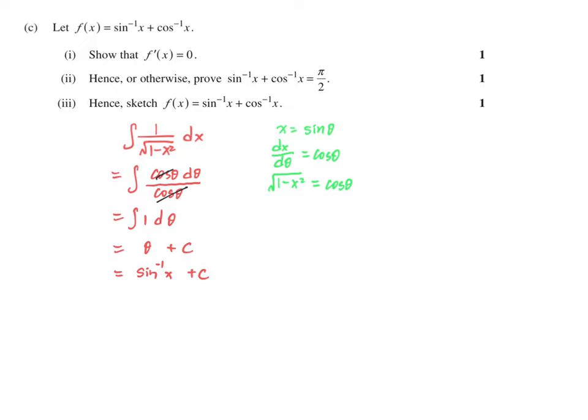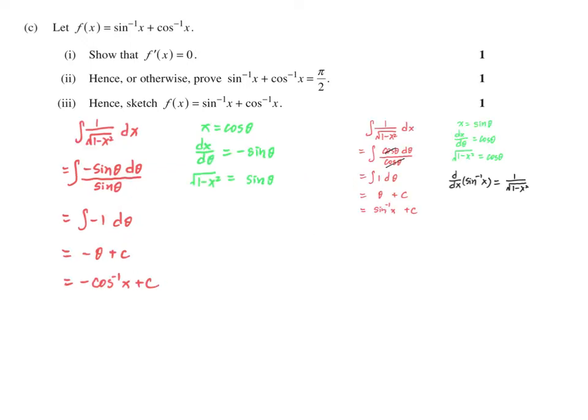And you will have the integration of 1 d theta, which gives you theta plus c. And x equals sine theta, so theta should be equal to arc sine x. Therefore, the integration of 1 over root 1 minus x squared dx gives you arc sine x plus c. If you differentiate arc sine x, it definitely is going to give you 1 over root 1 minus x squared, because integration and differentiation are the two reverse functions of each other. So let's move it aside and we do this integration again.